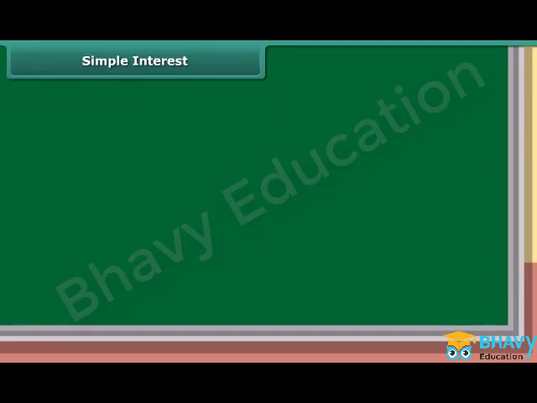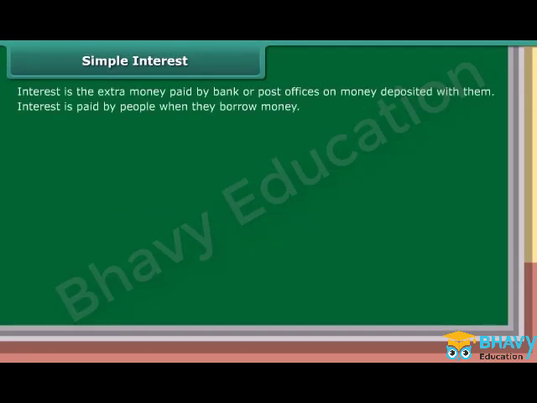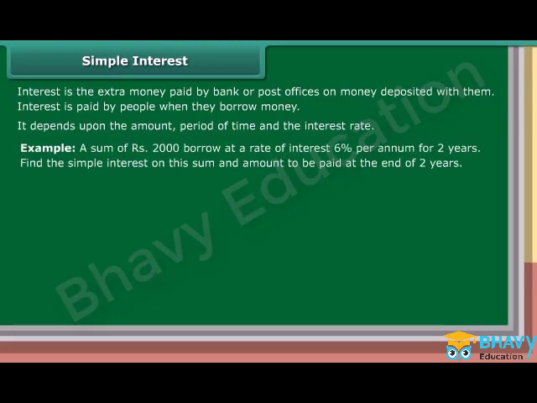Simple interest. Interest is the extra money paid by banks or post offices on money deposited with them. Interest is paid by people when they borrow money. It depends upon the amount, the period of time, and the interest rate. Example. A sum of rupees 2000 is borrowed at a rate of interest of 6% per annum for 2 years. Find the simple interest on this sum and the amount to be paid at the end of 2 years.